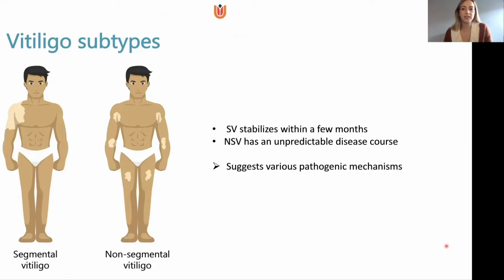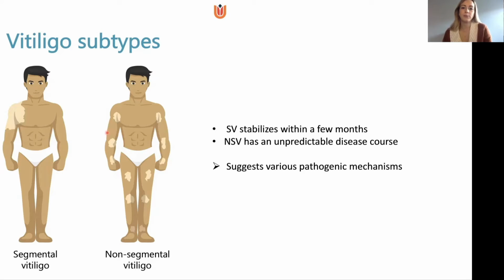Based on morphology and activity, vitiligo can be classified into segmental and non-segmental vitiligo. Non-segmental vitiligo is characterized by symmetrical depigmentation of the skin, whereas segmental vitiligo often occurs unilaterally on the body. Moreover, segmental vitiligo often occurs during childhood and stabilizes quickly after an initial period of activity, whereas non-segmental vitiligo patients often experience active disease with new lesions occurring during life.